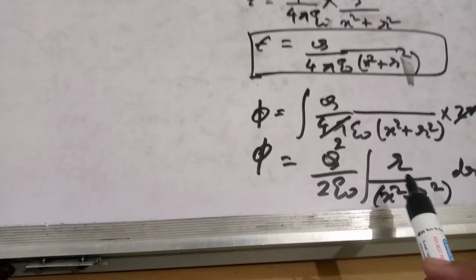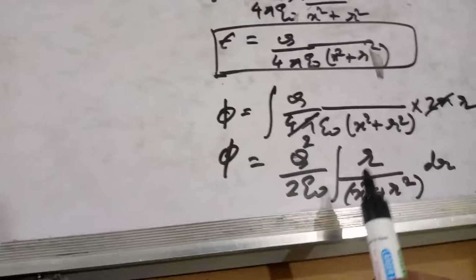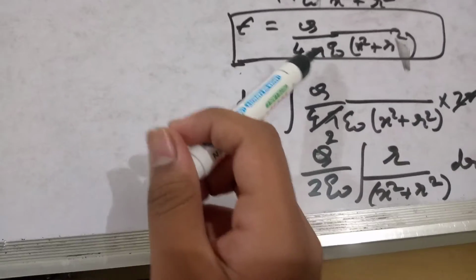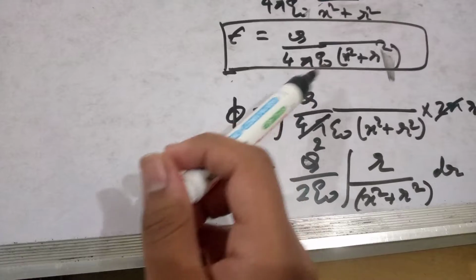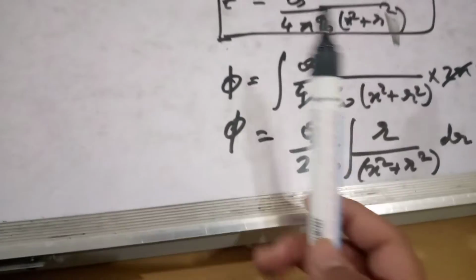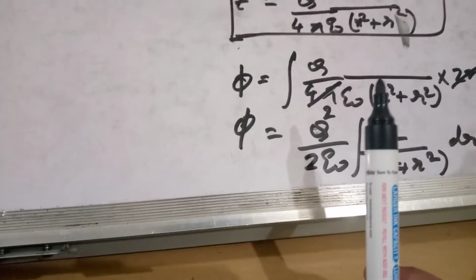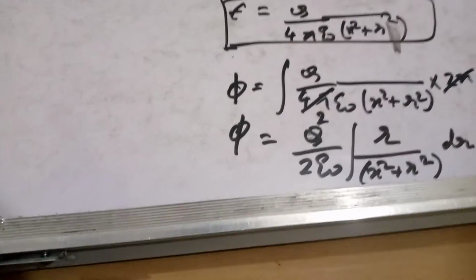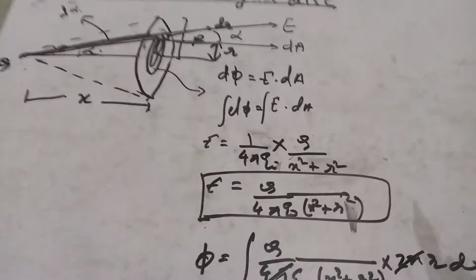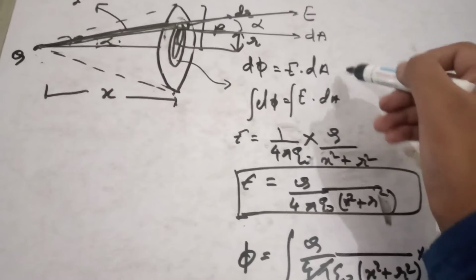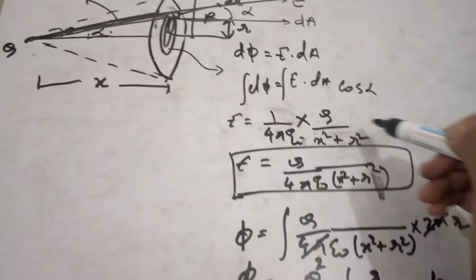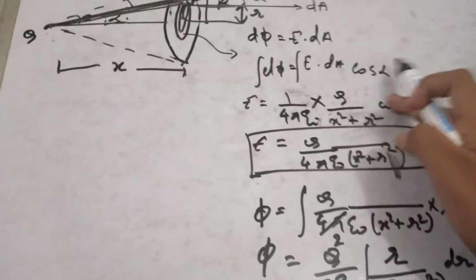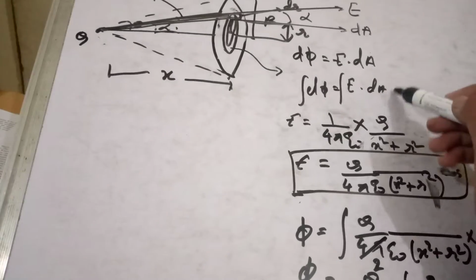It is like this, and q upon 4 pi epsilon naught. Here it is correct. Then q into dA, it would be 2 pi r dr. It's correct. Also, I just forgot to write cos alpha here. Sorry, it would be here cos alpha.